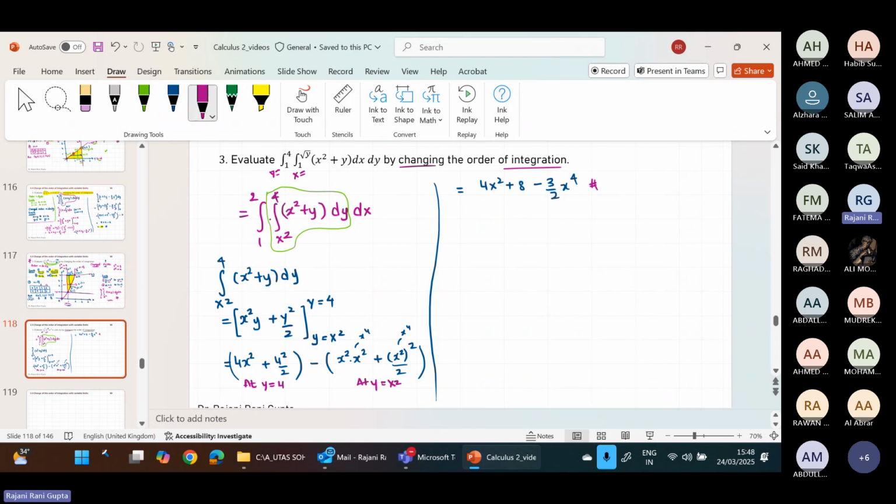Now use this in the first integral. 1 to 2, 4x square plus 8 minus 3 by 2 x power 4 dx. Normal definite integral. So this is the important step. If you get this step correctly, everything goes correct. Okay, so it is now 4x power 3 over 3 plus 8x minus 3 by 2 times x power 5 over 5. I'm just completing it quickly because you know how to do this. Substitute the limits from 1 to 2 and then complete it, okay?